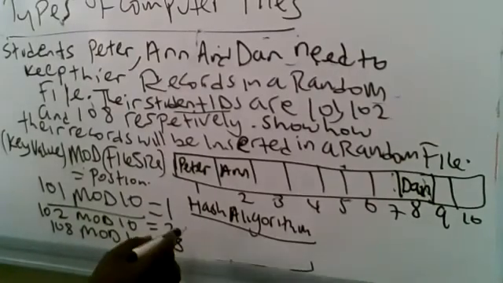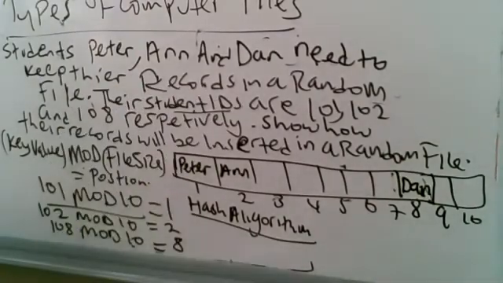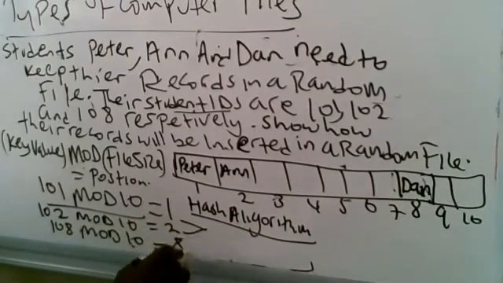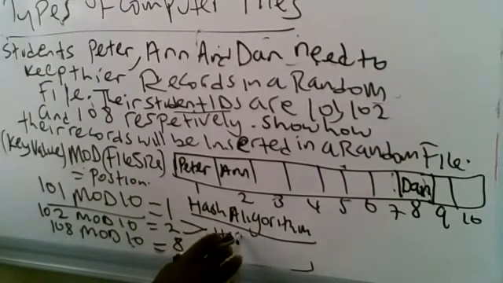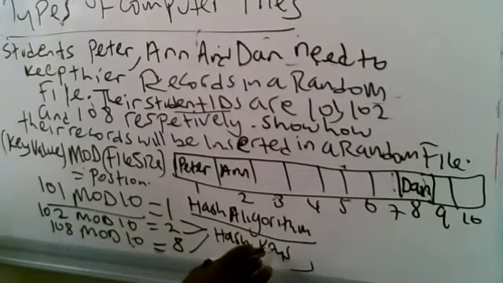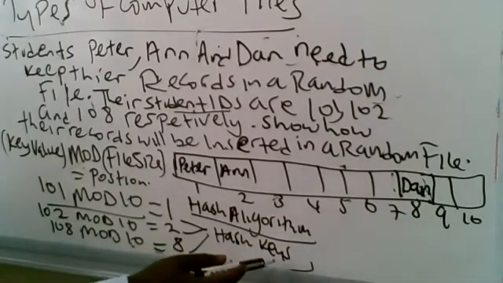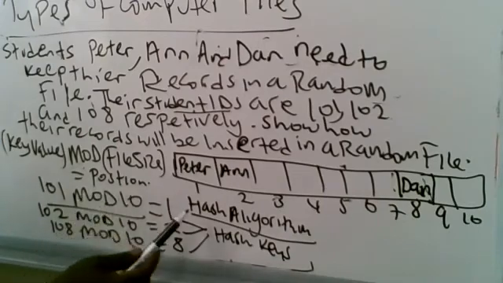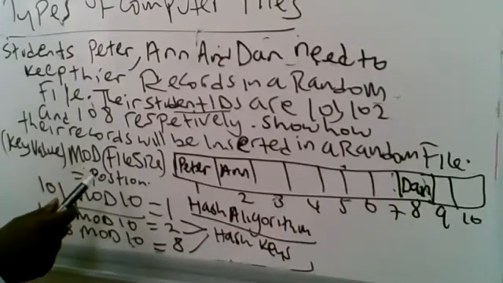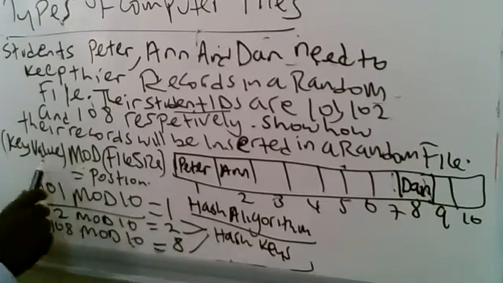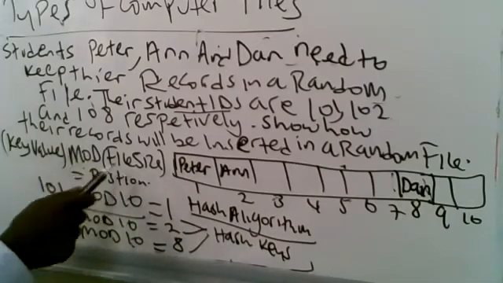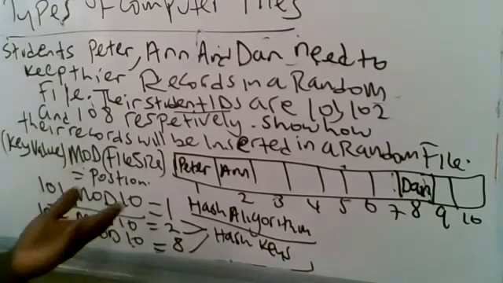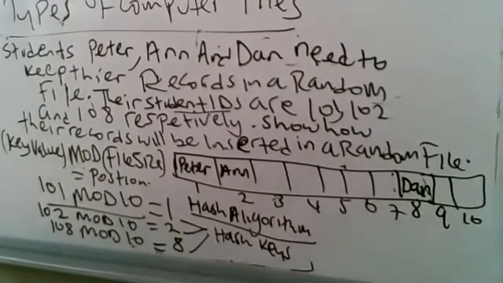The positions that we get are the positions where the values are put, and those positions are referred to as hash keys. This is just a technical word. Hash key just means the position in a random file, but that position is got after performing a formula on the key value in order to get the position. The formula is called the hash algorithm. So that's how we basically determine the positions where to put the values in the random file.